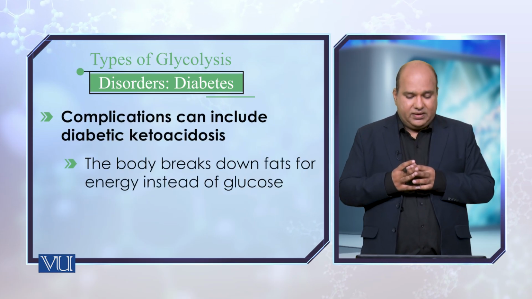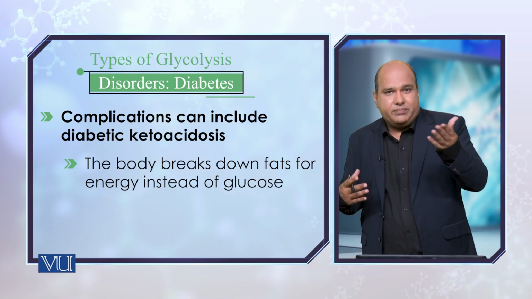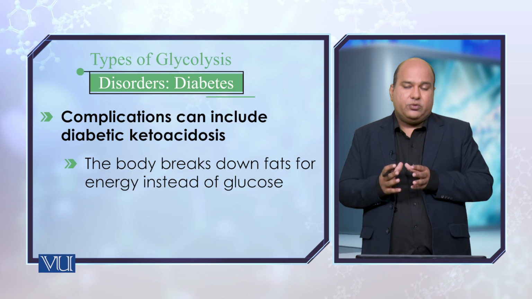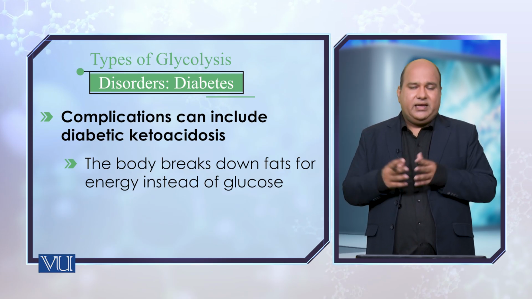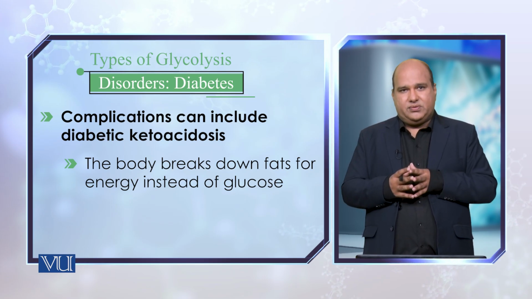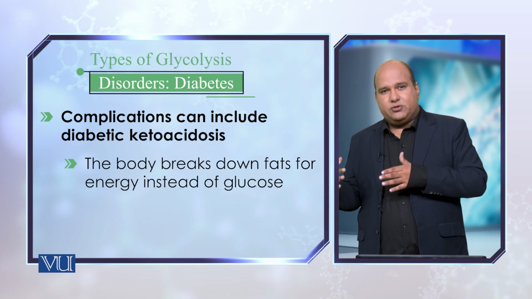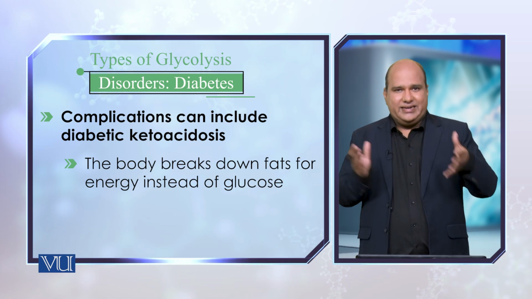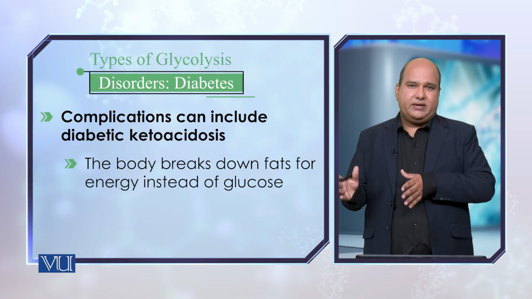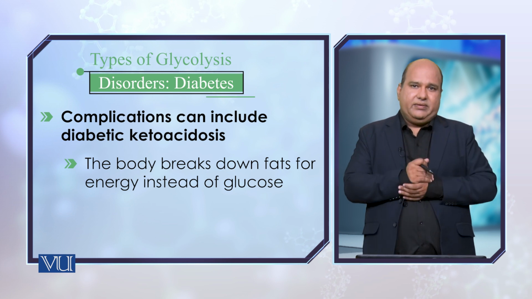For example, the body breaks down fat when there is no glucose available for the production of energy, giving rise to diabetic ketoacidosis. And of course, more and more diabetes also leads to cardiovascular problems. That's why we say that problems in glycolysis may not be directly involved, but indirectly they exacerbate the process of diabetes development if there are problems in the enzymes which are controlling the process of glycolysis.